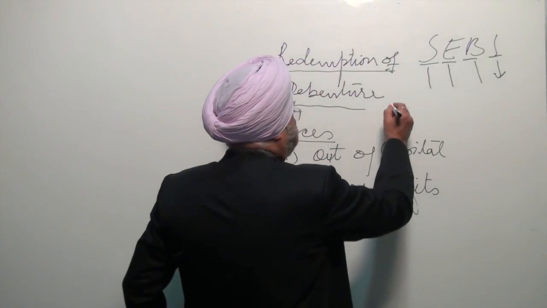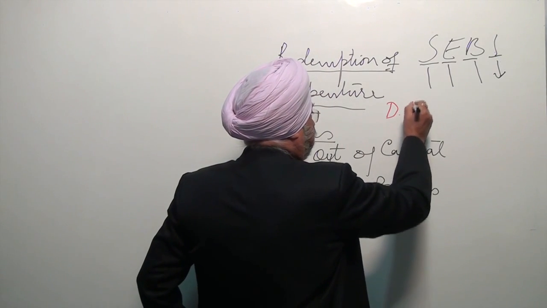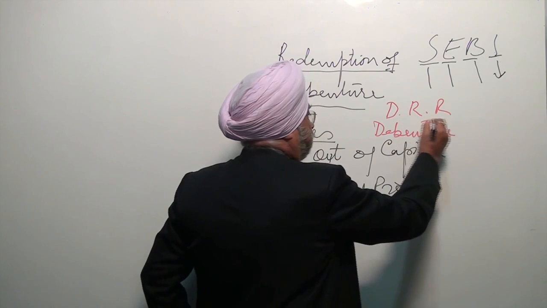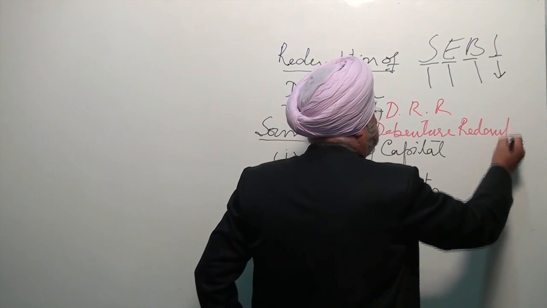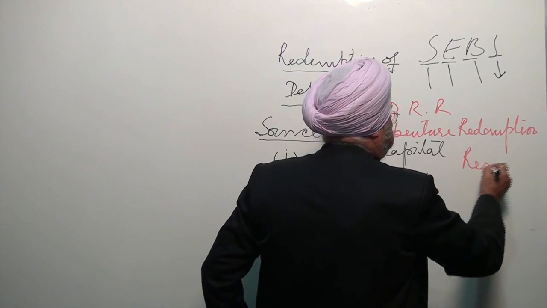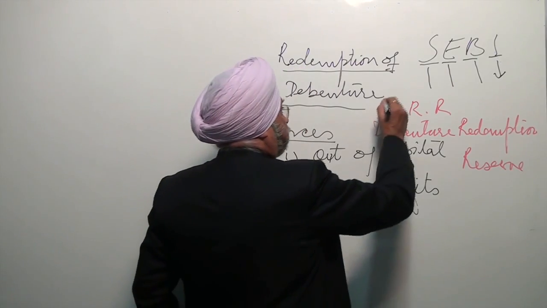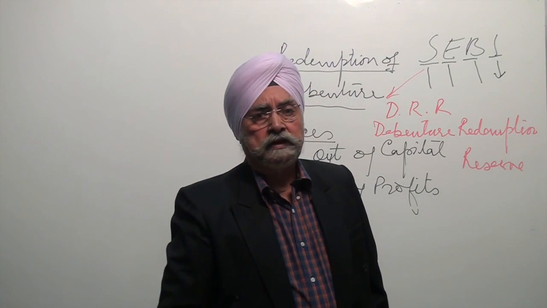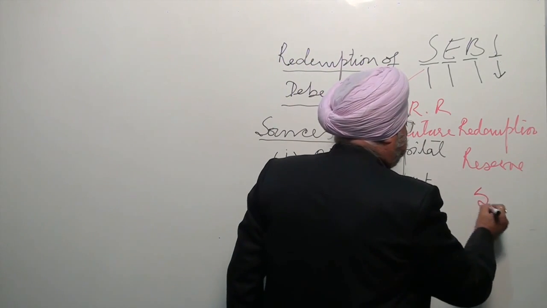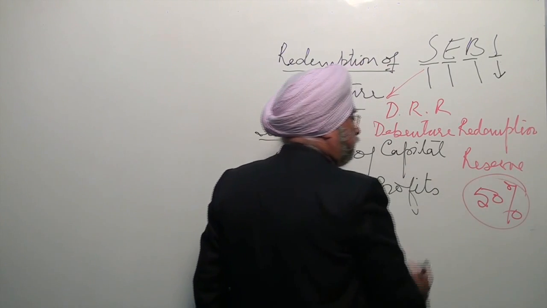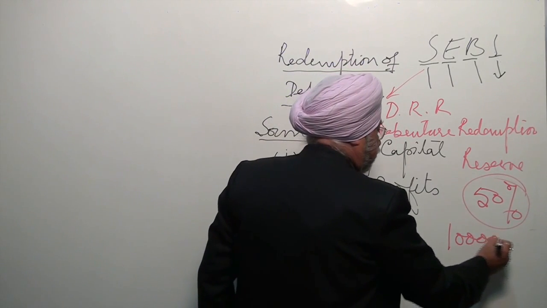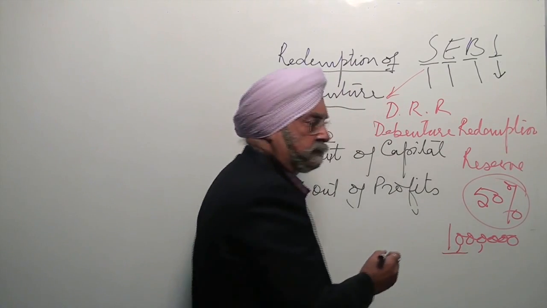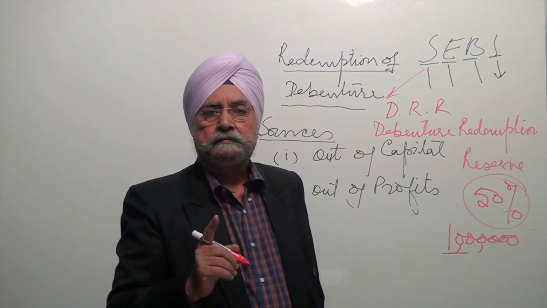That special account is, my dear students, we call it DRR. DRR is Debenture Redemption Reserve. This was what SEBI had directed before 2013. It had told all the companies that a minimum of 50% of the amount payable, if the debentures are for 10 lakhs, they must have a DRR for 5 lakhs. Only then they can start a redemption.